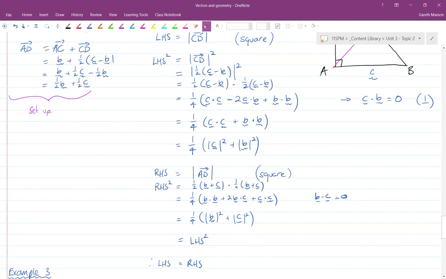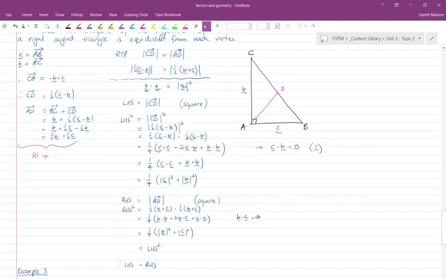We can stop there. We've proven that AD is equal to CD. We don't have to prove DB anymore, but you probably should finish with a statement, which I'll do in a second, to say, due to the midpoint, DB is equal to CD is equal to AD as required. So some sort of concluding statement to show all three of them are equal. I think that's it. Any questions?